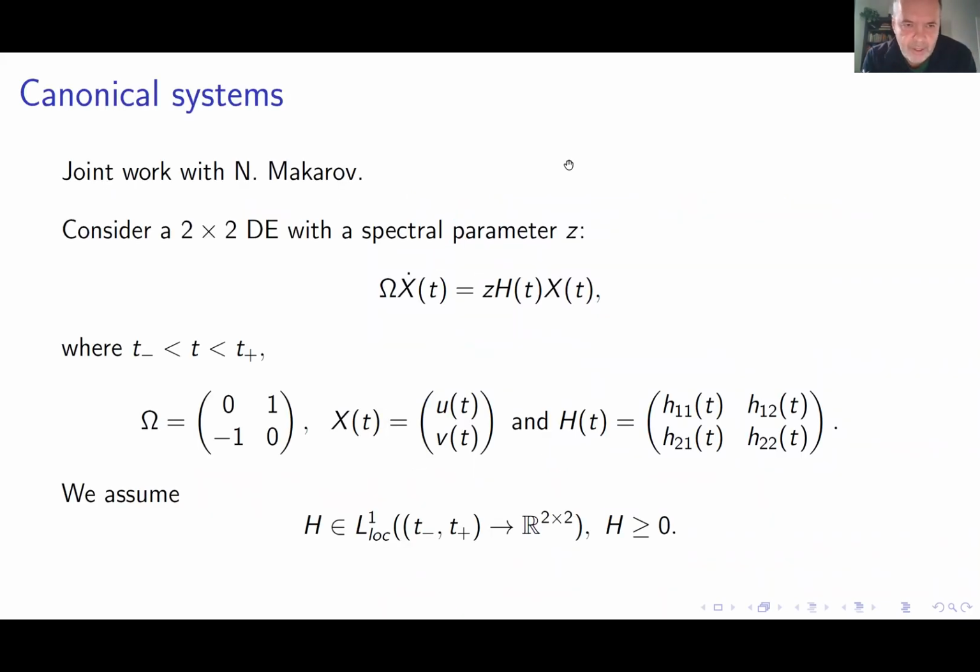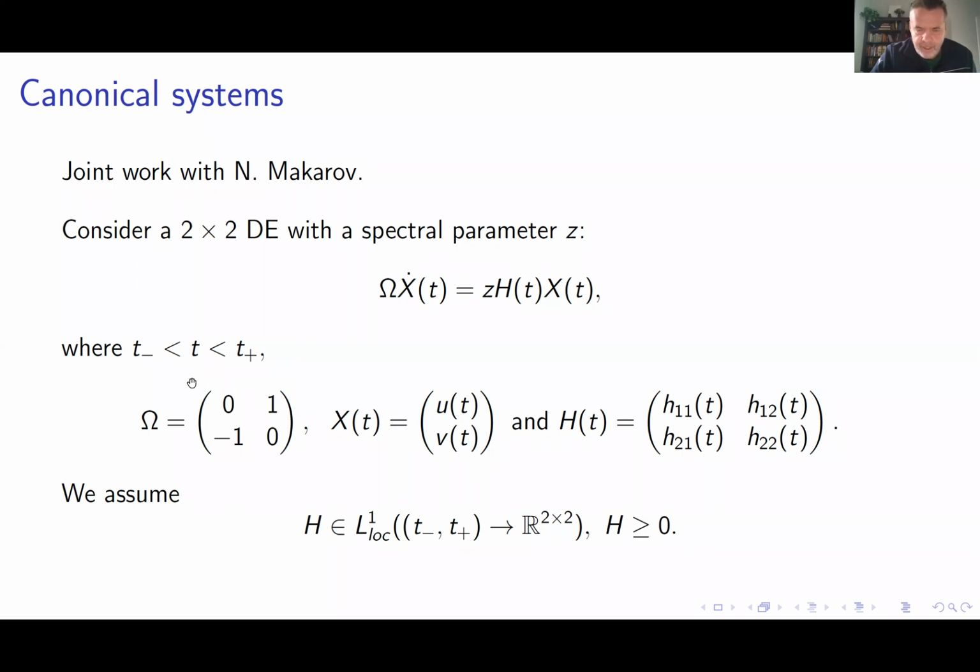So as I already mentioned, this is all from our joint work with Nikolai Makarov, although at the beginning I'll just tell you the basic facts from the so-called Krein-de Branges theory. So we will study the following system of differential equations. This is a 2x2 system. This is called a canonical system or canonical Hamiltonian system. So in this system, x is the unknown vector-valued function on an interval from t minus to t plus, a two-dimensional function. Omega is the symplectic matrix, the square root of -1 in the space of matrices.